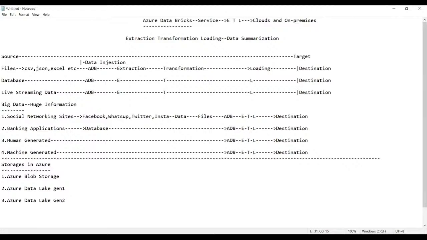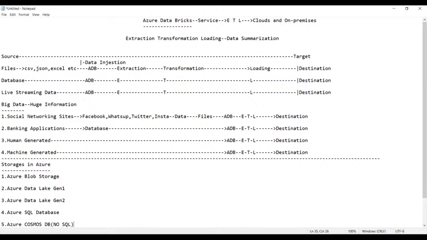Azure Data Lake Gen 1, Azure Data Lake Gen 2. Okay, then the next one, what is it? You have Azure SQL database. Then you have Azure Cosmos DB. That means this is called a NoSQL database, guys.